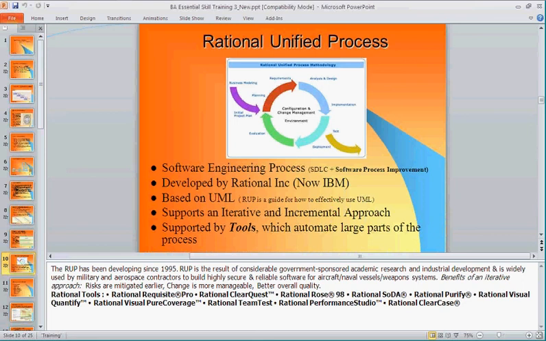No. So RUP says that in order to improve the quality of the software, if needed, you should be able to change your requirements. Okay? Anything for the quality of the software. So change is okay so long as it is for the quality of the software, not for anything else. Are you clear?